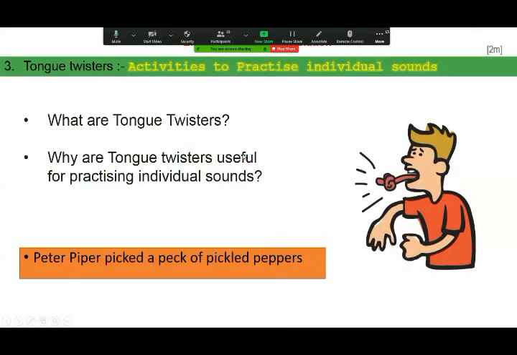So, tongue twister. What are tongue twisters? And why are tongue twisters useful for practicing individual sounds? The Egyptian students have a problem of saying the sound b and the sound p, as I said before. So using a tongue twister including the sound p will be very useful. So for example, who can read this example?